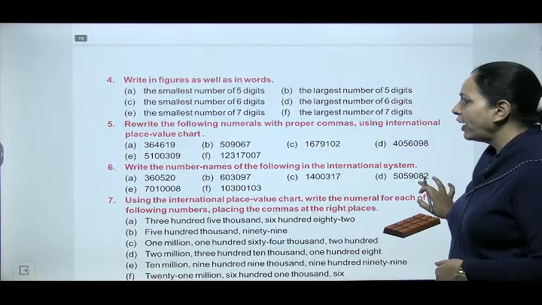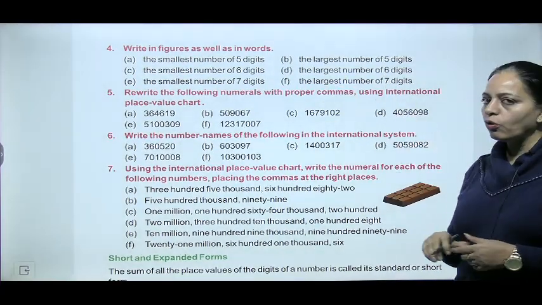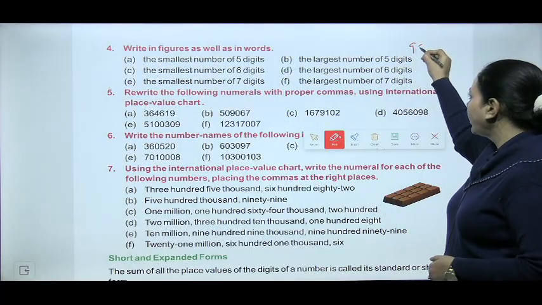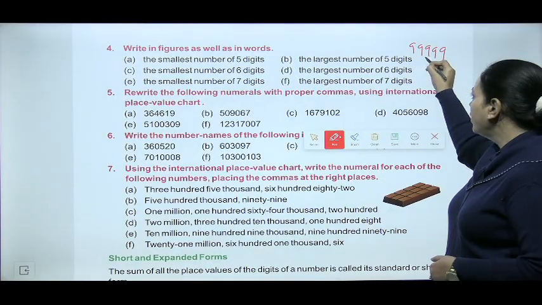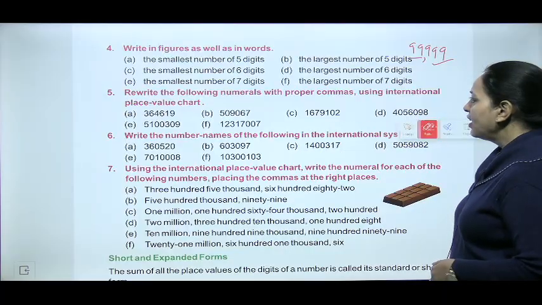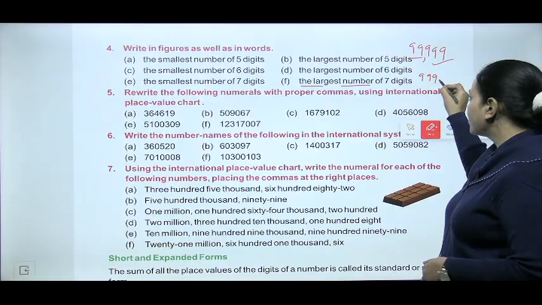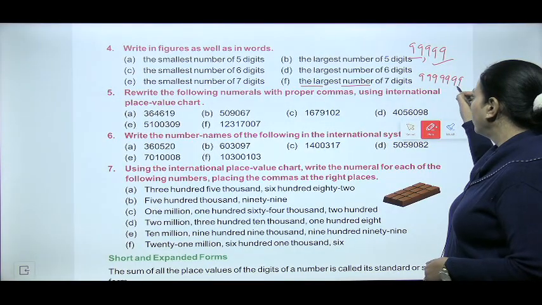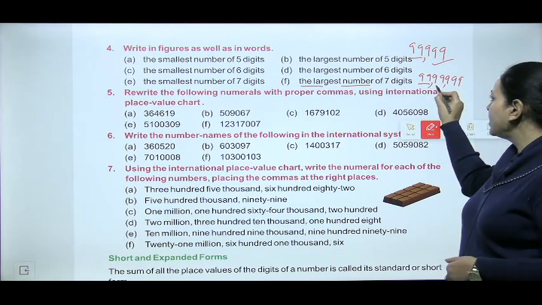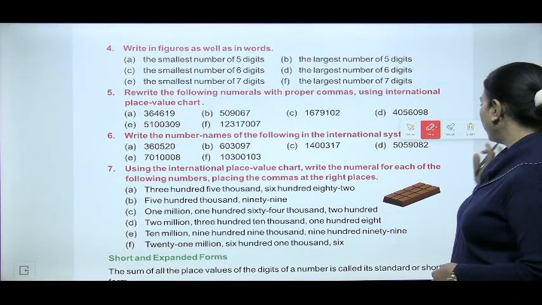Now here the fourth, write in figures as well as in words. Like B part, the largest number of 5 digits. So what will you write? 5 times 9. So what is this number? 99,999. F part, the largest number of 7 digits. So 7 times 9. So 99,999,999. So you can try remaining parts.